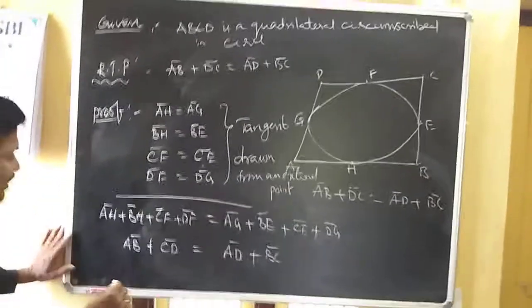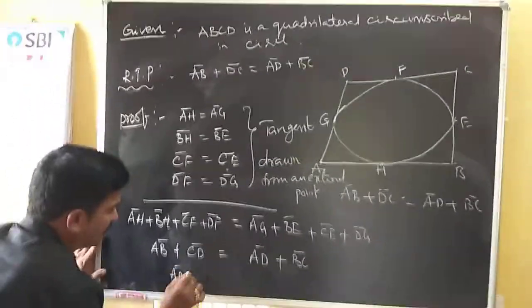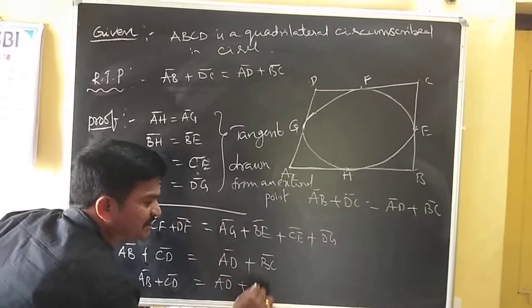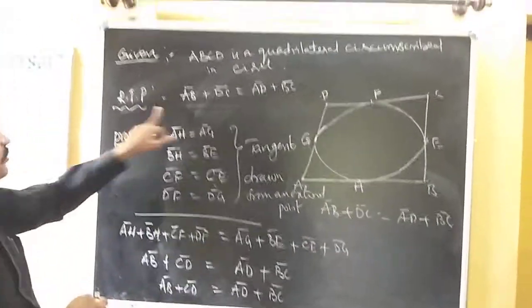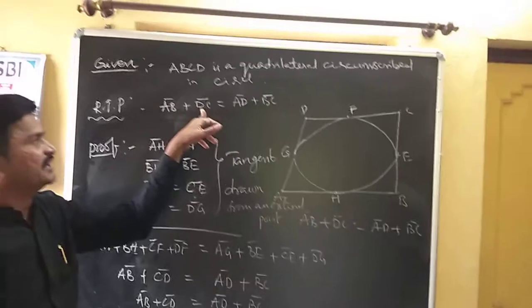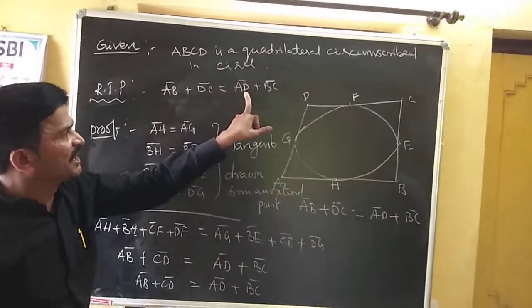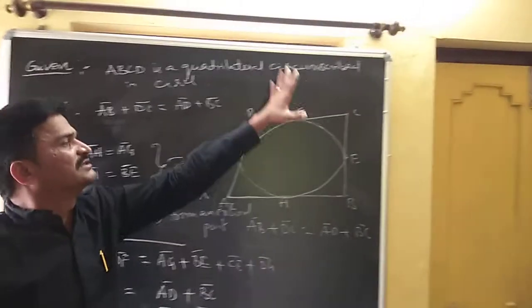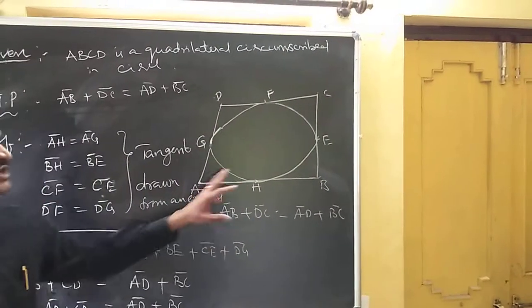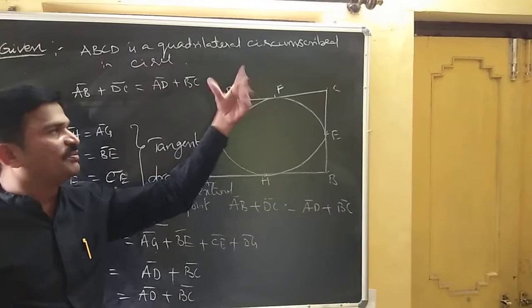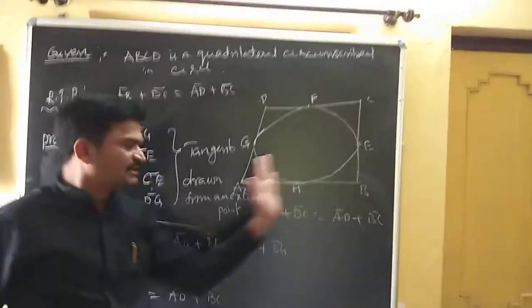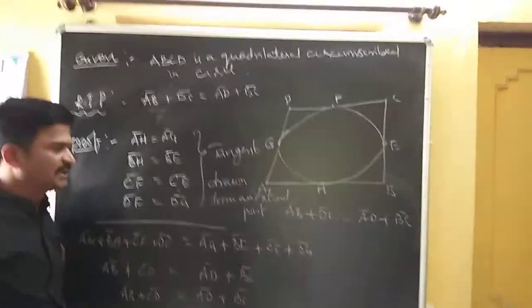Now finally what we got here? AB plus CD is equal to AD plus BC. This is what we need to prove, or not? AB plus DC is equal to AD plus BC. Hence we can say that if a quadrilateral is circumscribed about a circle, then the sum of the lengths of one pair of opposite sides is equal to the sum of the lengths of the other pair of opposite sides. This is the way we can prove, isn't it? That's it.